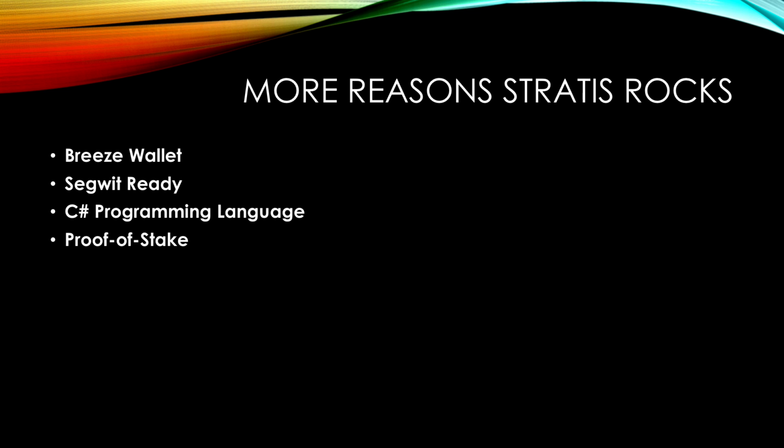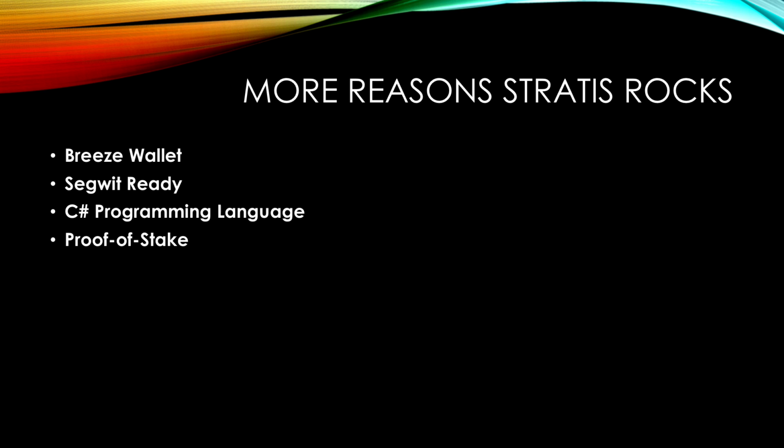So more reasons why Stratis is better than all these other cryptocurrency coins. The Breeze wallet, I think right now it's in the alpha phase, and I'm not really sure if the beta version came out already. I'm going to have to confirm that, but I think it's almost in the completion stages. So the Breeze wallet is going to be coming out, or it already came out. I'm not quite sure on that, so don't quote me on that one.